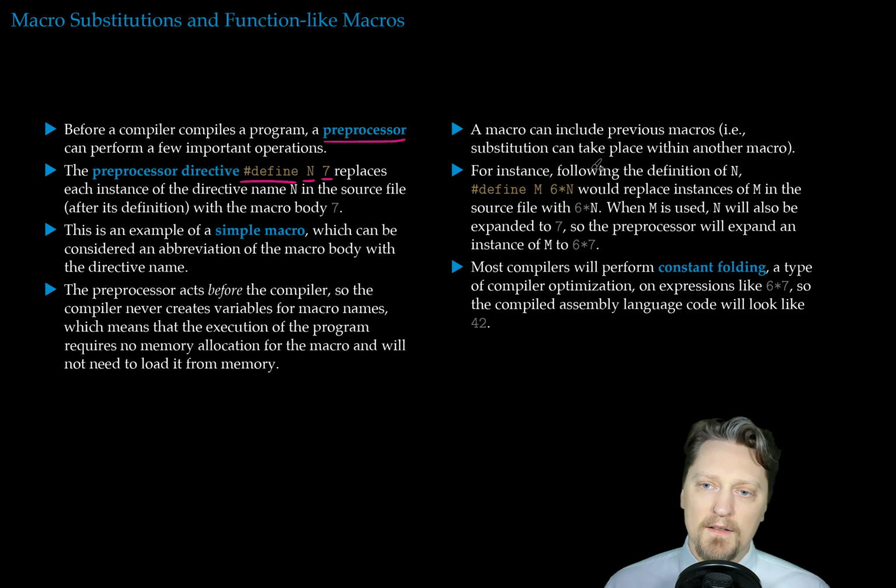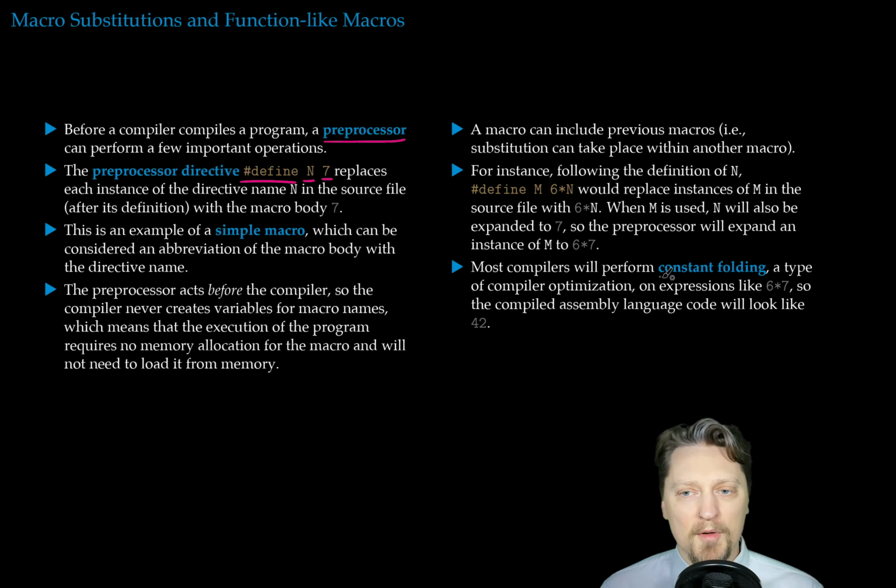For instance, following the definition of n, if we used #define m to be 6 times n, it would replace instances of m in the source file with 6n. When m is used, n will also be expanded to 7. So the preprocessor will expand an instance of m to 6 times 7.